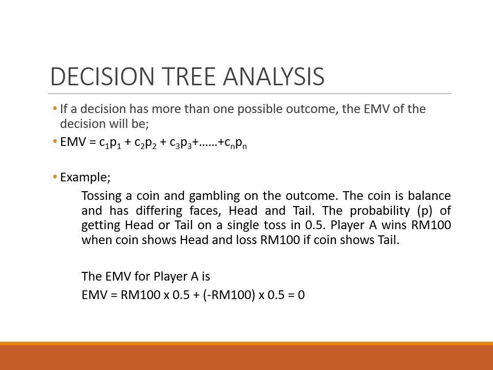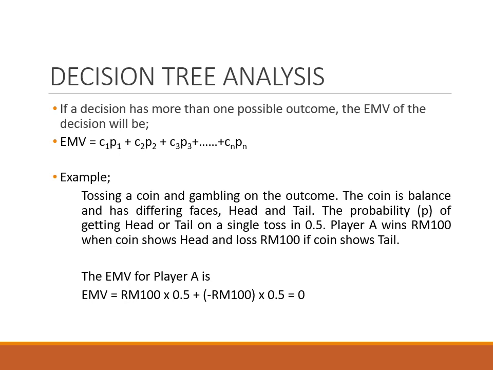Now, if a decision has more than one possible outcome, then the EMV of the decision would be the cumulative of all the EMVs, meaning that the final EMV would be the cash value of one occurrence times the probability of that occurrence, and then plus the cash value of a second occurrence times its probability, plus C3 times P3, and so on up to Cn times Pn.